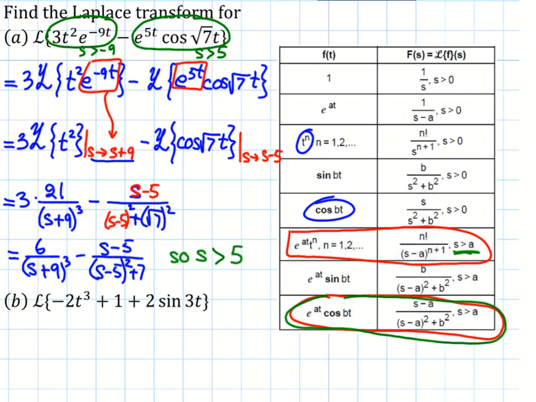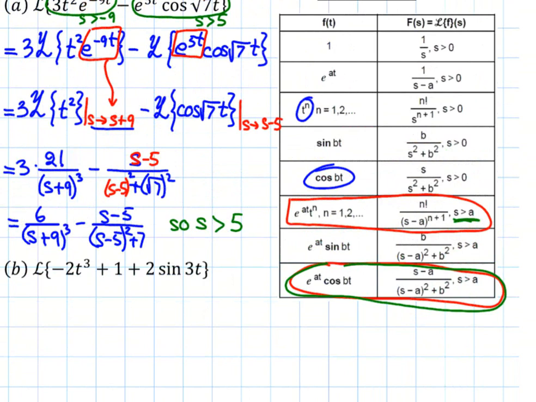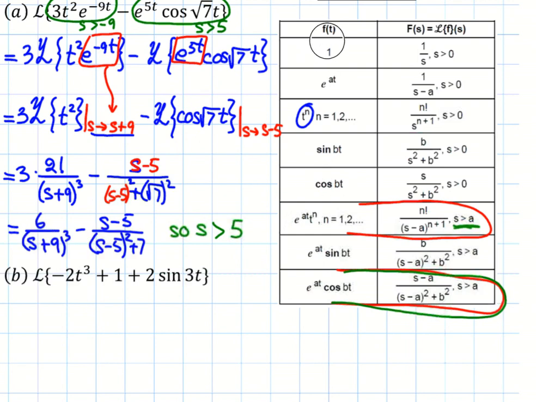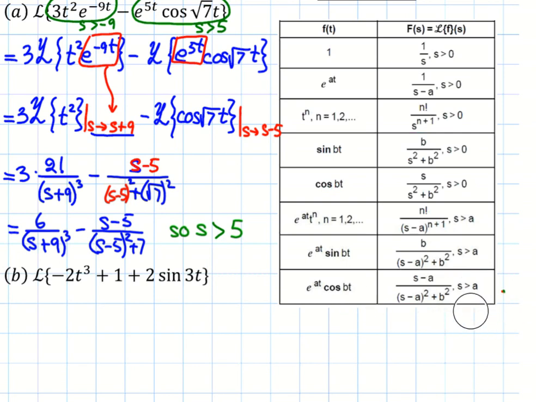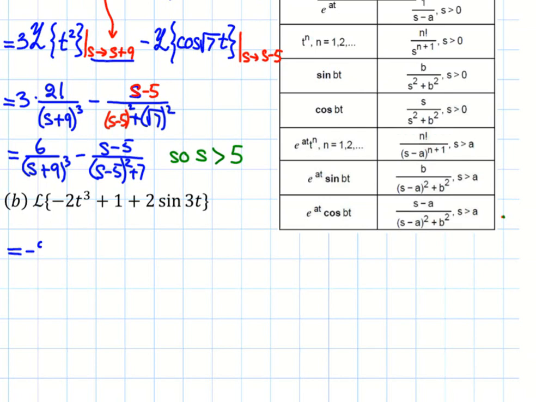Right. Next we have another Laplace transform, -2t cubed plus 1 and then 2 sine of 3t. Again, we don't have to use the Laplace transform using a transformation like this. We can just look directly at the formula and use it. But I just want to do it a little bit differently. Again, the first thing we do for the Laplace transform is the linear property.